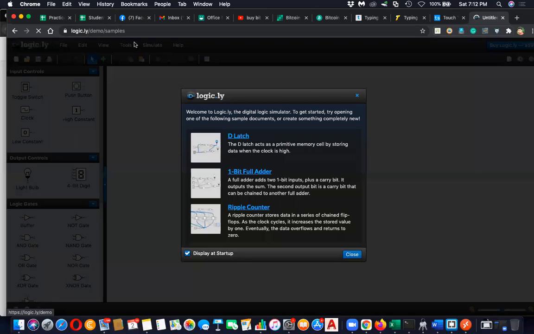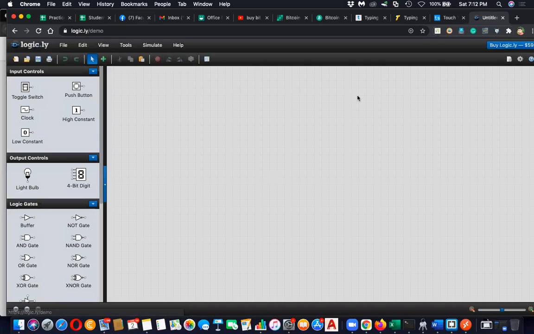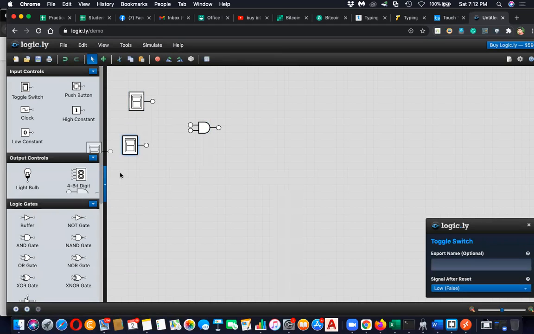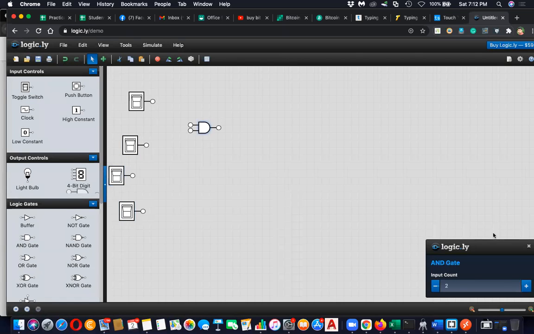logic.ly/demo. That is our simulation. I'm going to use that simulation. So as I said, speciality of AND gate. If you have number of inputs, let's say 4 inputs, let's increase the number of inputs in AND gate to 1, 2, 3, 4.